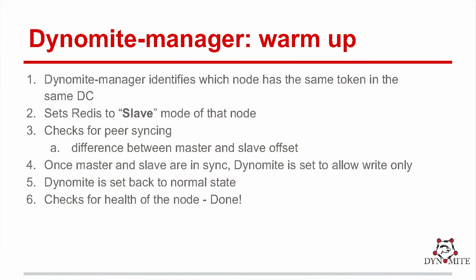Dynomite-manager is fairly easy to communicate with. We use just REST calls to it, and you can perform many actions through that. So the way the warm-up functionality works is Dynomite-manager checks which other node in another availability zone has the same token. And once it finds that node, it uses that node to stream the data using the Redis master-slave replication in the background. During the time that we warm up the node, we still keep it out of production, and once it's warmed up, we bring it back to Discovery.